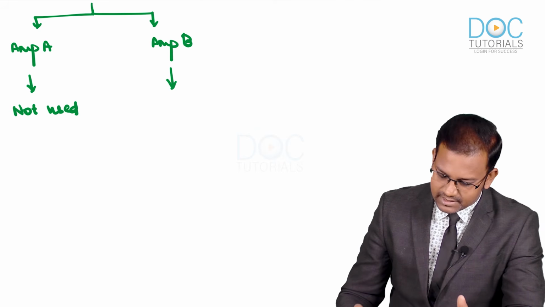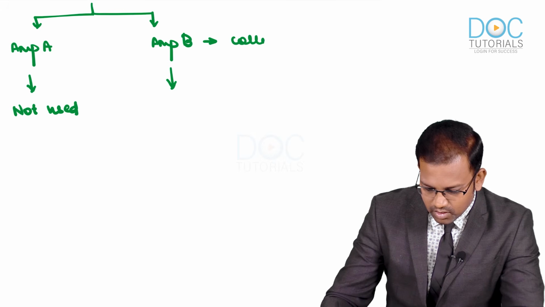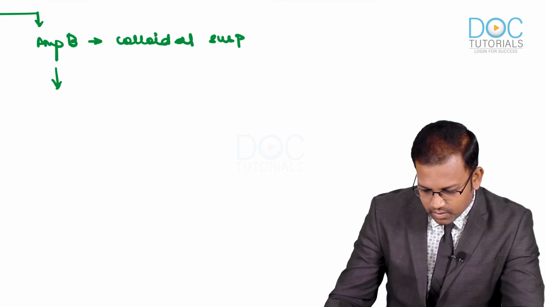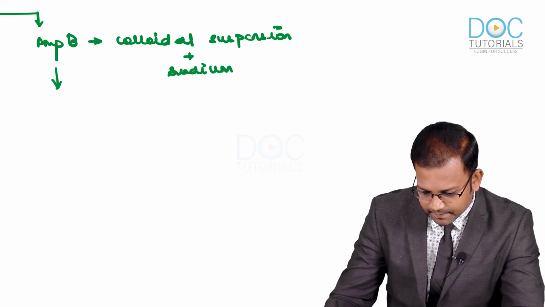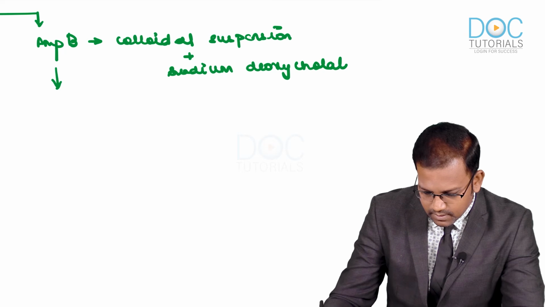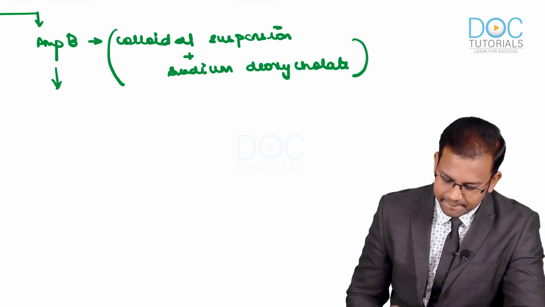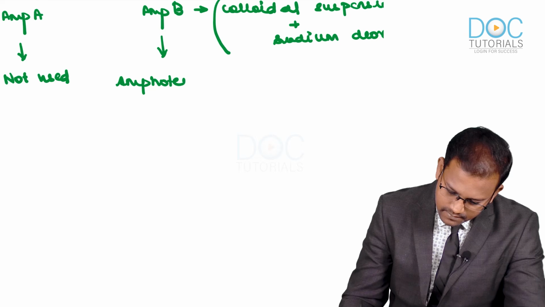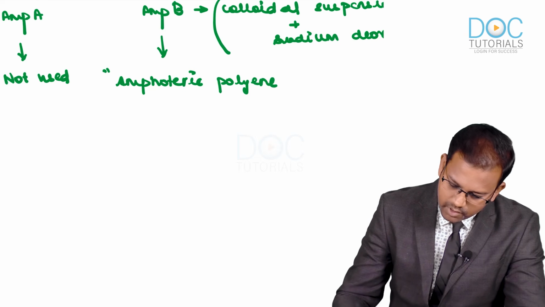Amphotericin B itself is not used as such. It is in a colloidal suspension, mixed with sodium deoxycholate. This is the normal conventional amphotericin B. It is an amphoteric polyene molecule.